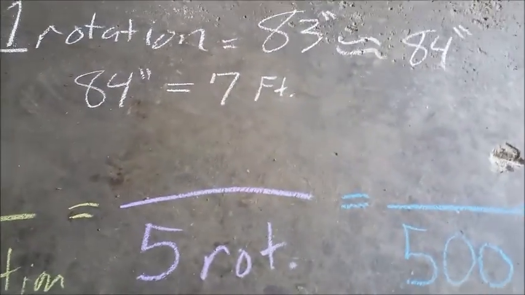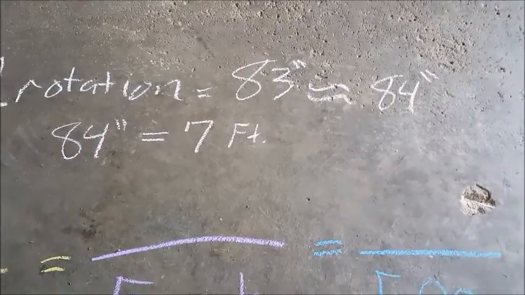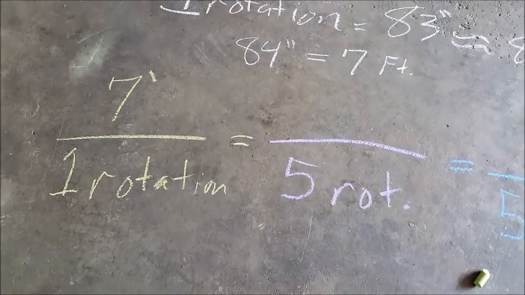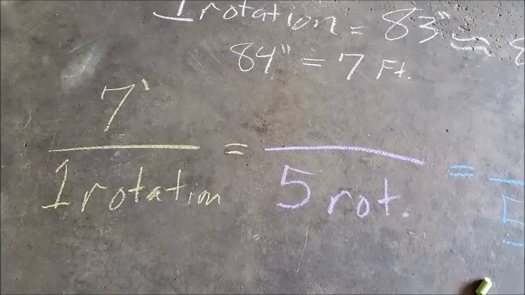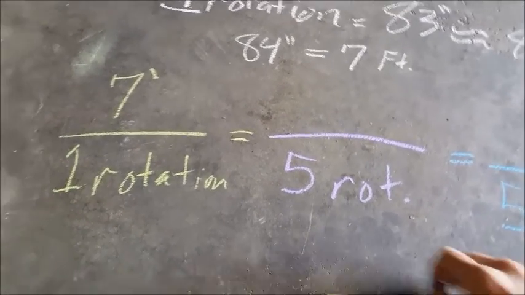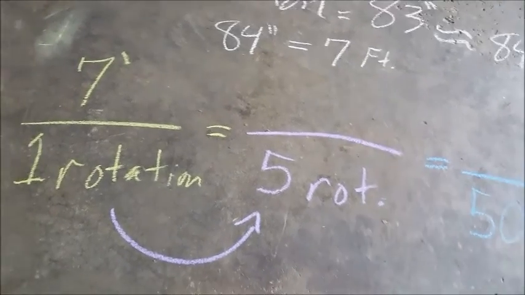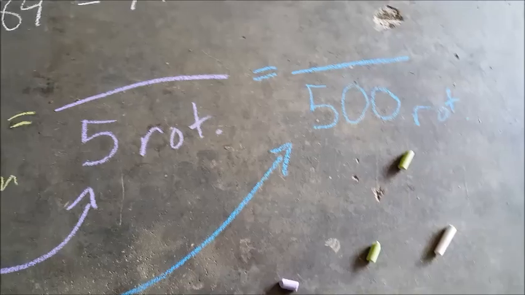84 inches can easily convert into 7 feet. We divide by 12, use our conversion factor. That 7 feet is much easier to work with. So then we can set up what's going to be a proportion. Our 7 feet for every rotation, we can then use to transfer to, say, 5 rotations. Or if we want to look at a much further travel, 500.